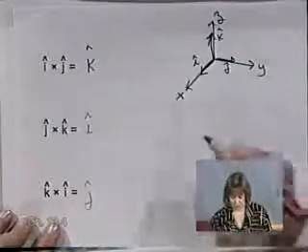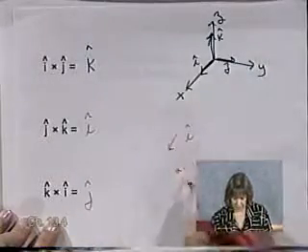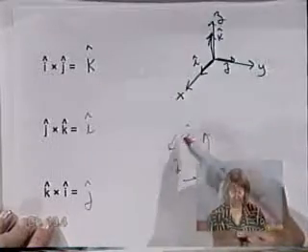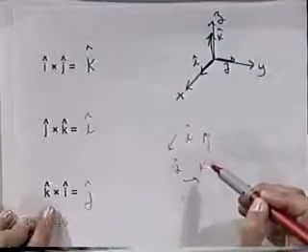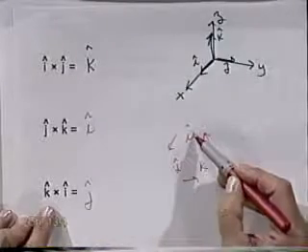Some instructors like to do this. I'd like to go I, J, K. Notice if you take I cross J, you get K. If you take K cross I, you get J. If you take J cross K, you get I.